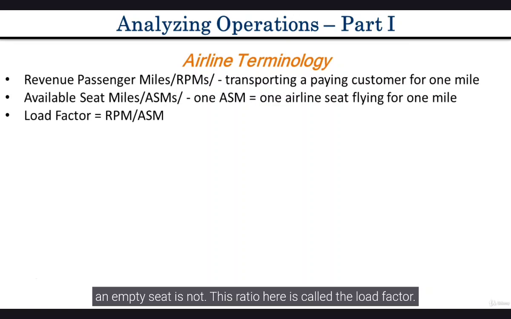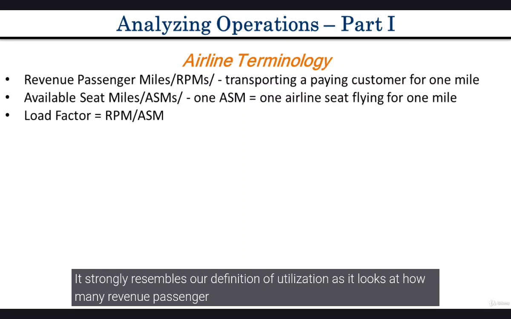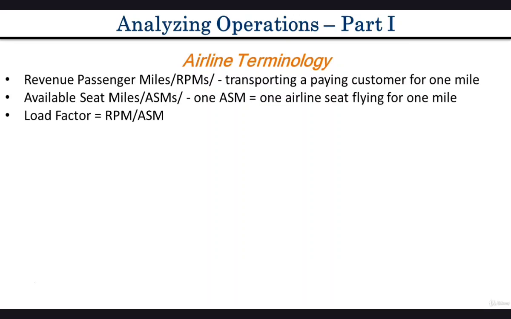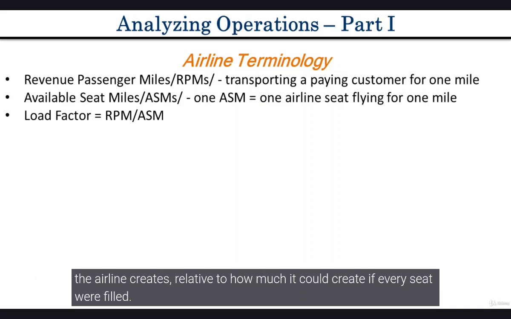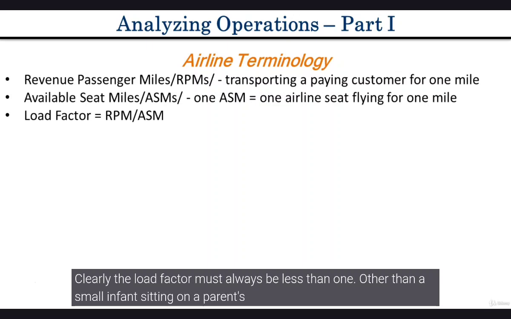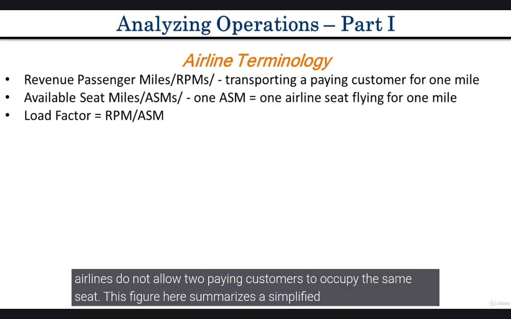This ratio here is called the load factor. It strongly resembles our definition of utilization, as it looks at how many revenue passenger miles the airline creates relative to how much it could create if every seat were filled. Clearly, the load factor must always be less than 1. Other than small infants sitting on a parent's lap, airlines do not allow 2 paying customers to occupy the same seat.